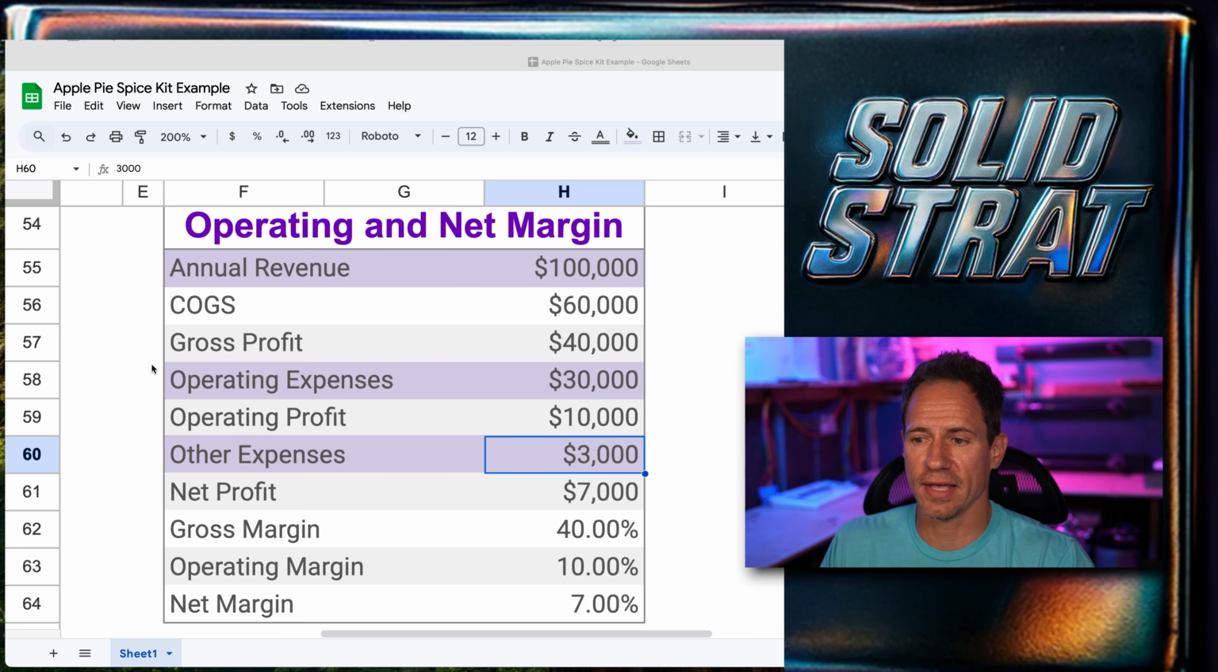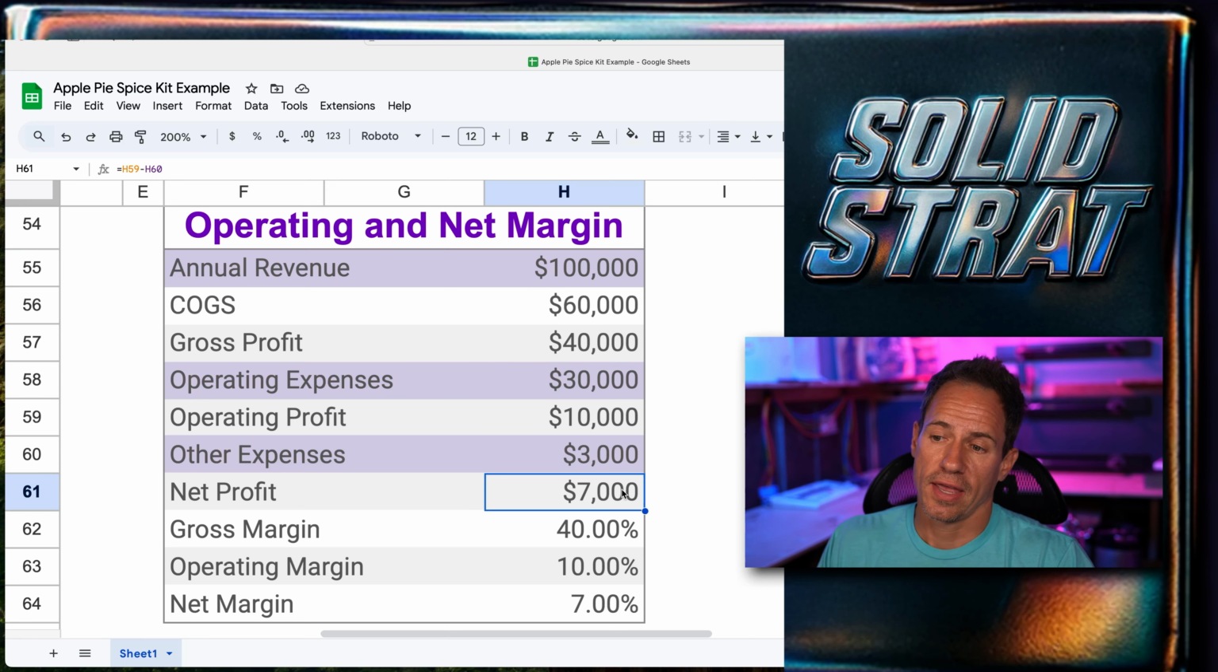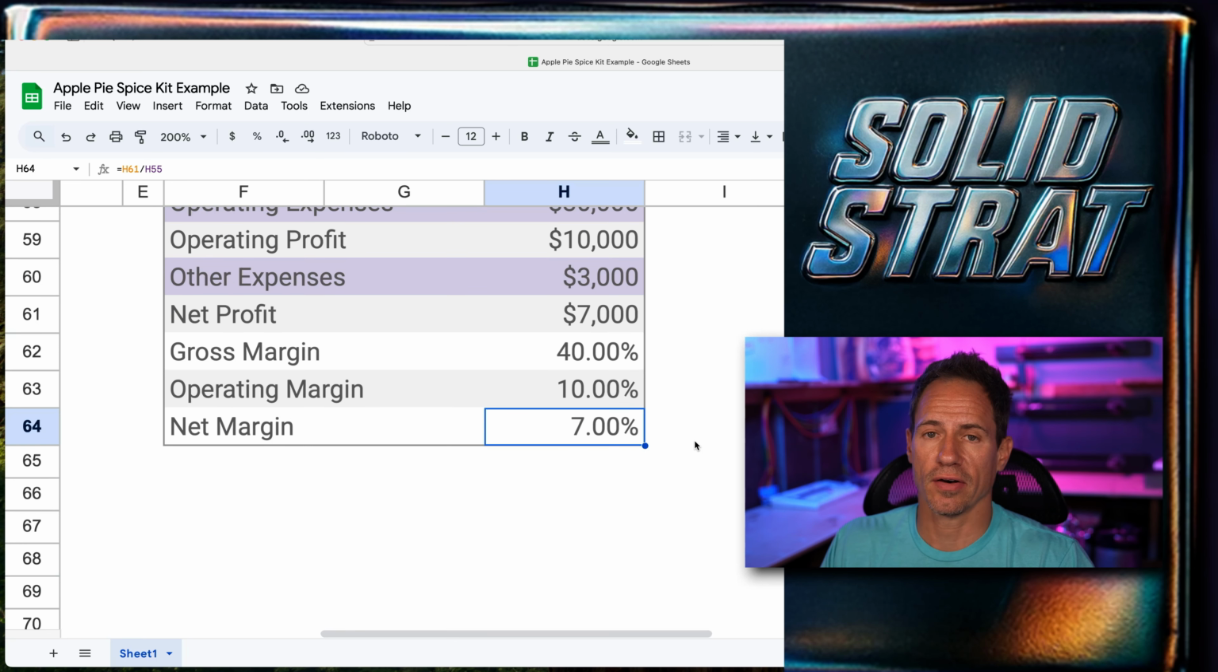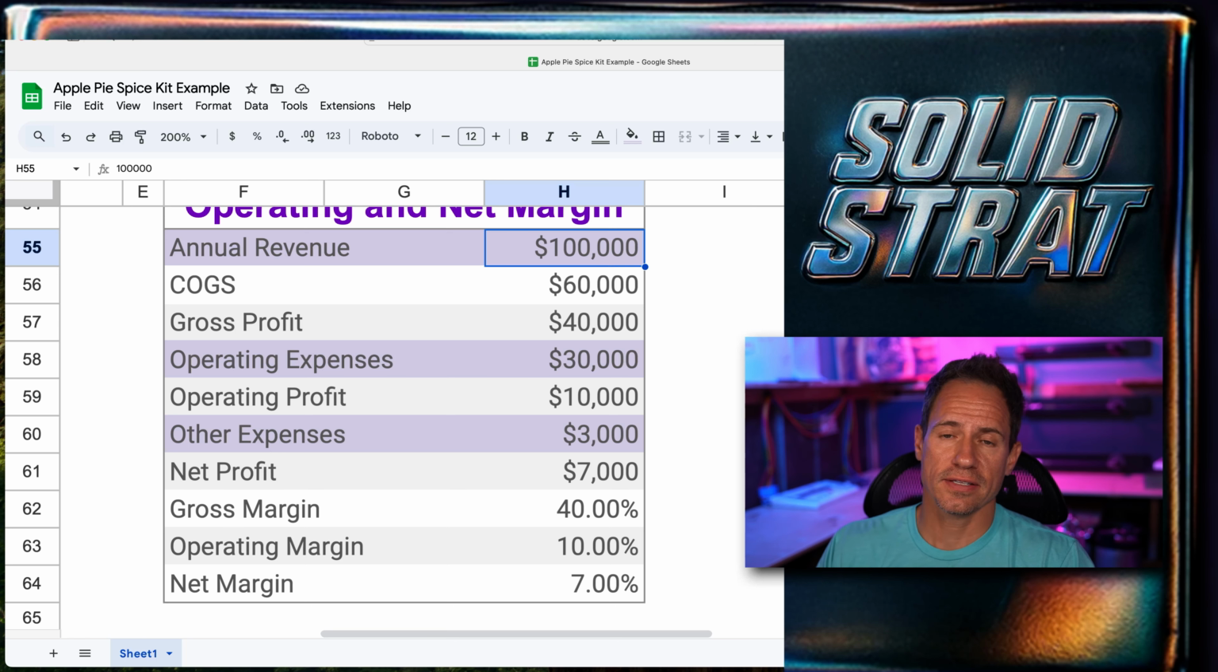It's simply the net income divided by the revenue. So it's the annual revenue minus the cost of goods sold minus the operating expenses minus other expenses. And for us, that number works out to be $7,000. So we take this $7,000, we divide it by the revenue of $100,000, which gives us a net margin of 7%. This is the bottom line, what you're left with after you subtract all of your expenses.